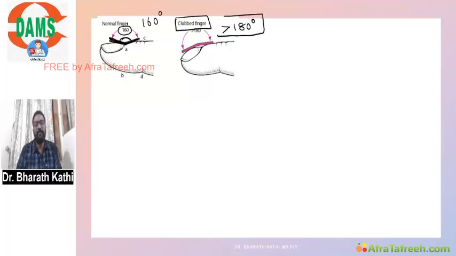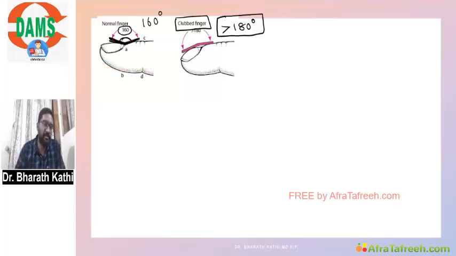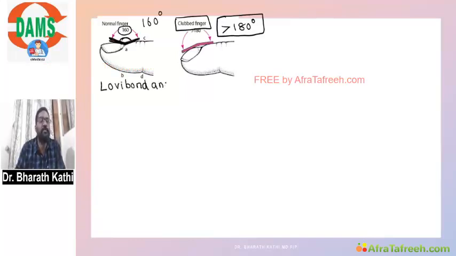So this is again a very important question. The nail base angle is usually 160 degrees. This is referred to as the Lovibond angle. So in clubbing, what is going to happen to the angle? It will be more than 180 degrees.